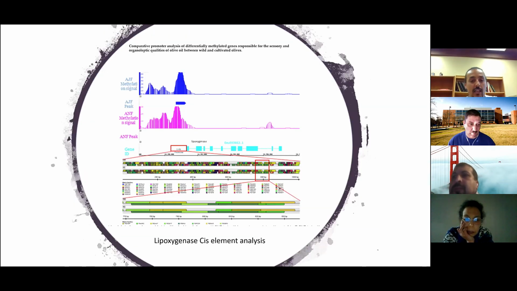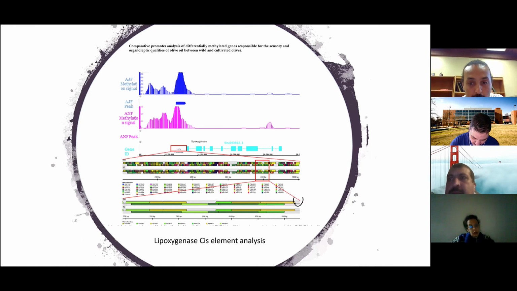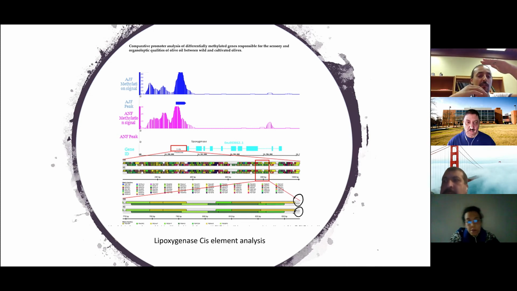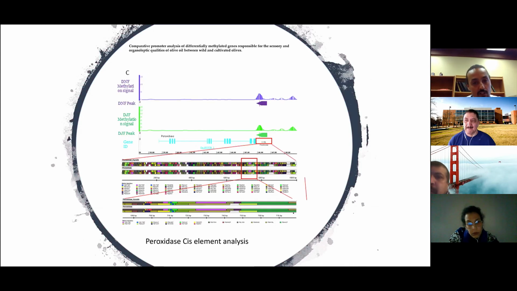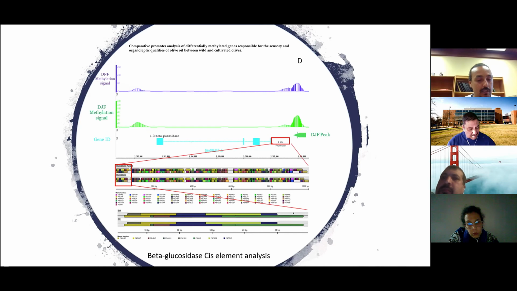Here, again, we took those four genes and compared them between the wild and the cultivated. We found out that the cis elements are the same. Here it's the same. So if we have the same everything and we have two different phenotypes, it's most likely due to the DNA methylation. For the other genes, the same thing. For the peroxidase, the same thing. For the beta-galactosidase, the same thing. So anything related to polyphenols in olives is due to the DNA methylation.